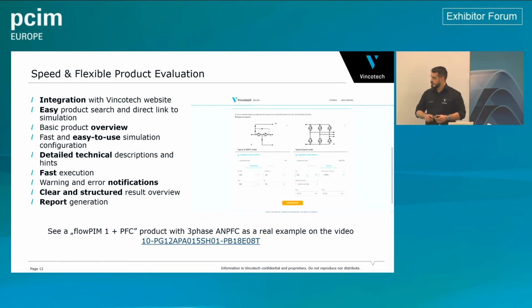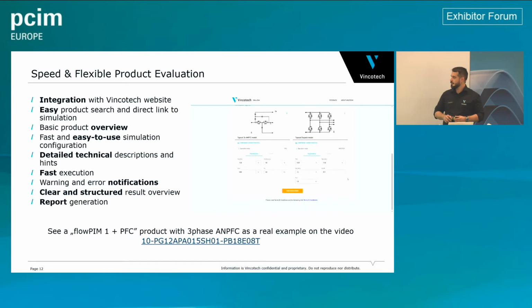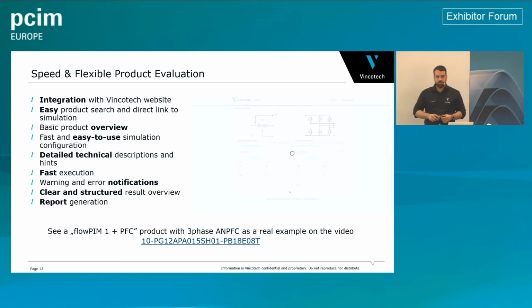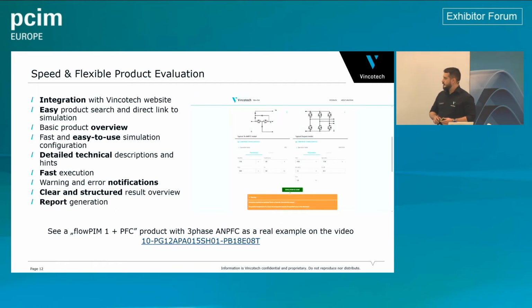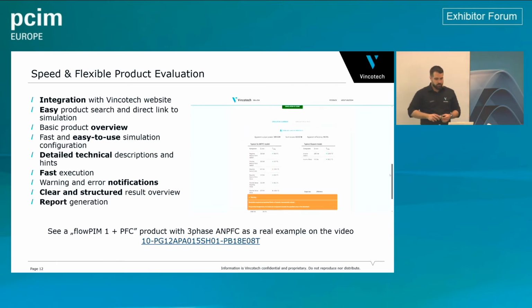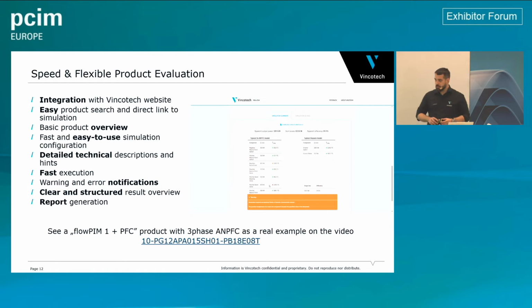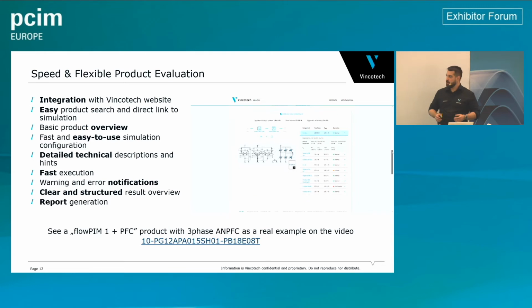If you have any mistakes or some data errors or something like this, there are warnings and error notifications which can help you to identify where the problems are and how you can correct it. And then at the end, you will have a clear overview about the simulation results. So our main target was to create such a tool which you can use fast to evaluate your product. So it's around 1 minute to set the parameters, then it's execute fast, the simulation, and you will have an overview about the results at the end.